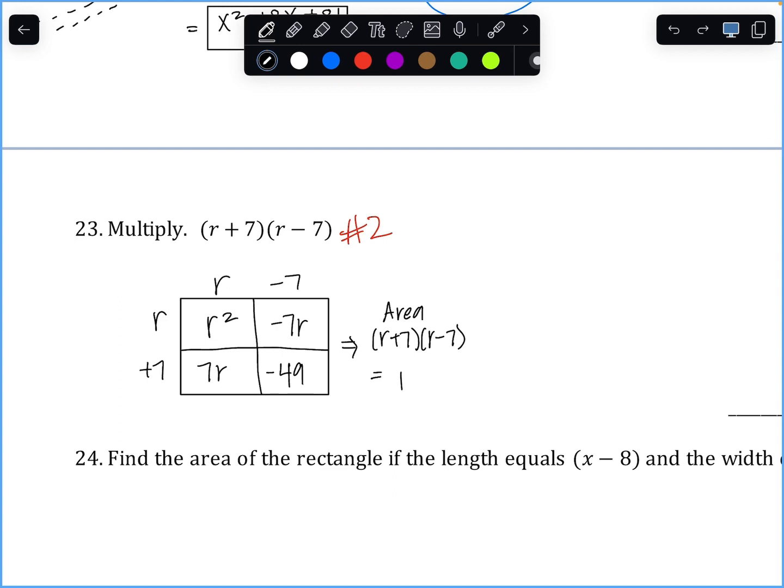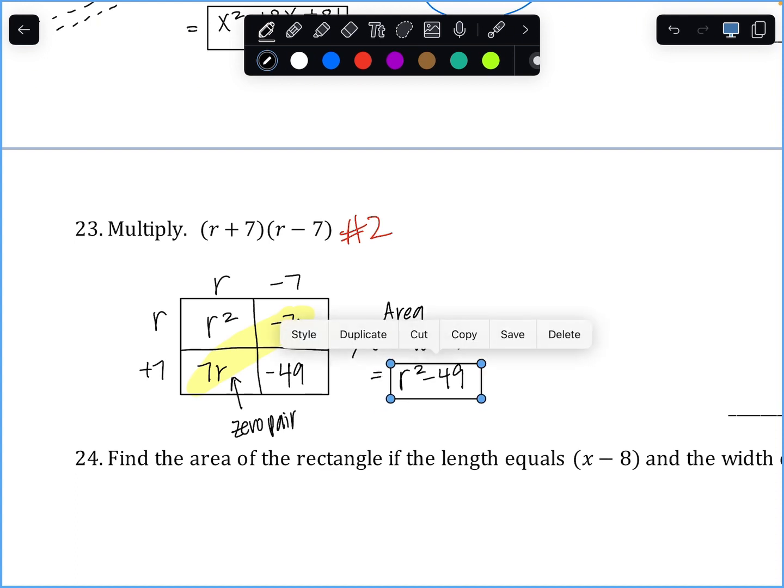It's right. Okay, so do you guys see how here we have a positive 7r and a negative 7r? They're opposite terms, so therefore they cancel out. It's a zero pair, right? Because this gives you 0. Okay, so your answer is, just like Chris said, r squared minus 49. Round of applause.